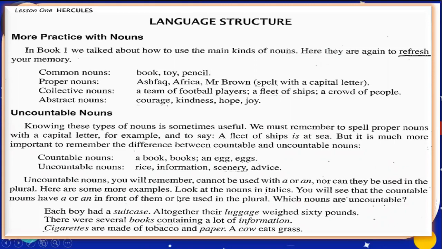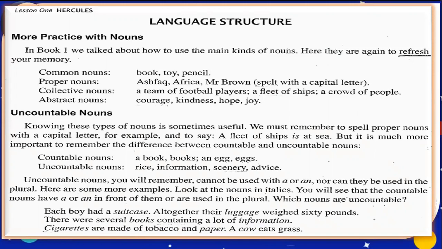Okay, let us look at the examples. Each boy had a suitcase. Suitcase is countable. 1 suitcase, 2 suitcases. That is why here is written A. Although their luggage is uncountable, therefore no article is used here. Next, there were several books containing a lot of information. Cigarettes are made of tobacco and paper. A cow eats grass. Dear students, this page is this guideline. These guidelines are to understand what are countable and uncountable nouns.